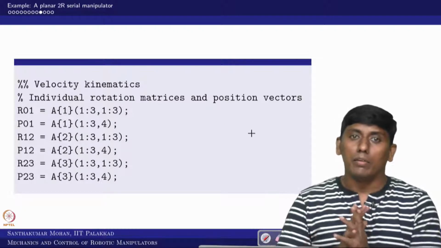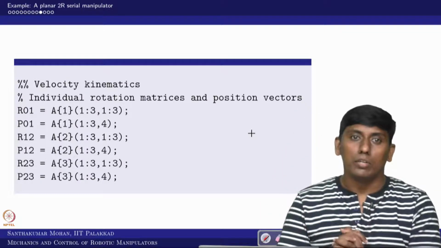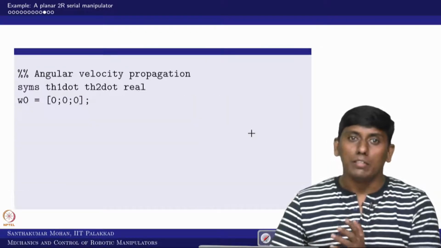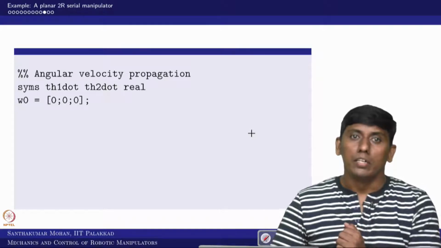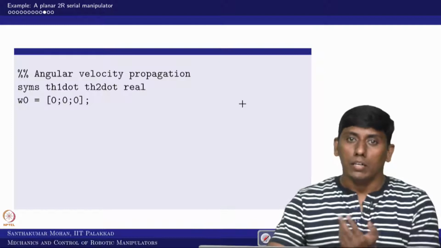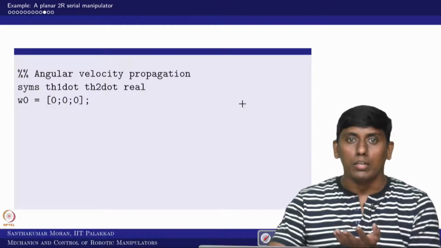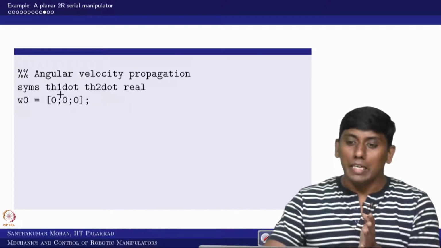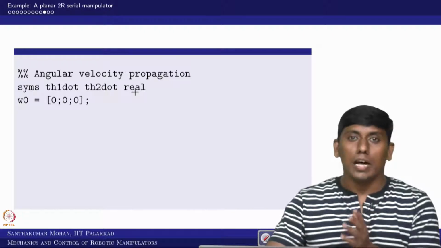So now what we have done is take the previous code, and from that we find the rotation matrices and the position vectors. Once we obtain these, we can do the angular velocity propagation, where two additional variables will come in. These are theta 1 dot and theta 2 dot. Here we cannot write theta 1 dot, theta 2 dot, so I have written th1dot, th2dot. Both I represented as real.